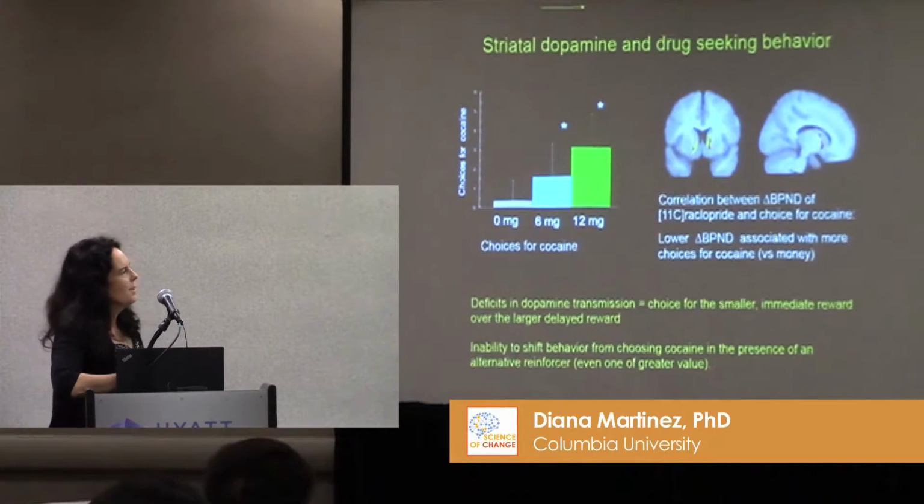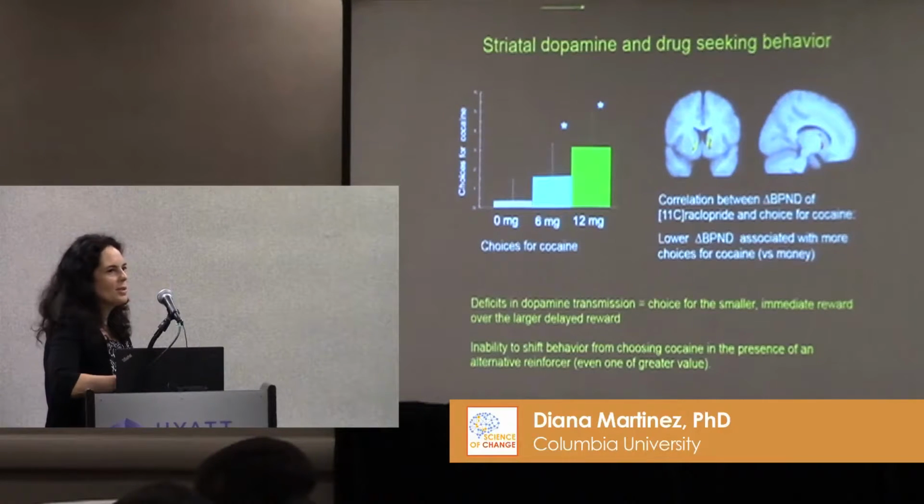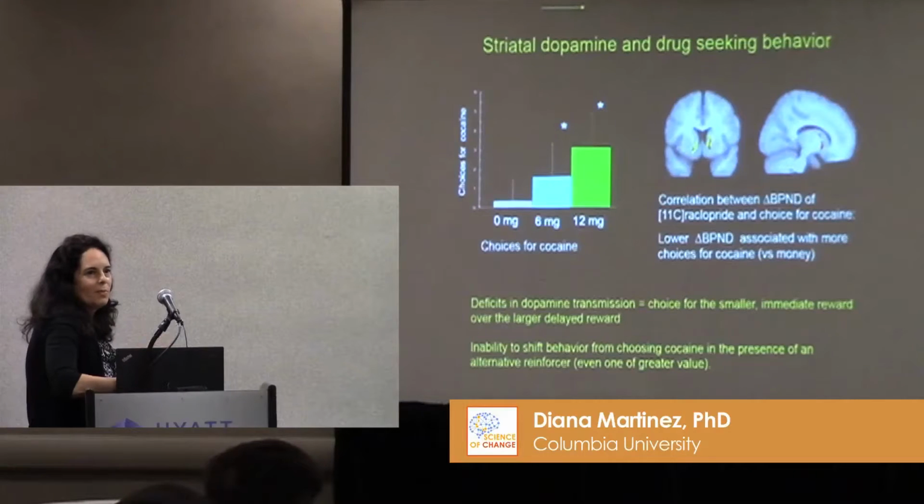And this is just an SPM map showing the correlation between striatal dopamine release, or presynaptic dopamine release, raclopride displacement, and the choice for cocaine. And what we saw was that lower delta BPND was associated with more choices for cocaine. In other words, when you take this data and look at the broader picture, some of the things we've been discussing now, when we have deficits of striatal dopamine transmission, what we see is a choice for a smaller, more immediate reward over the larger delayed reward, because as I mentioned, the money is worth more.